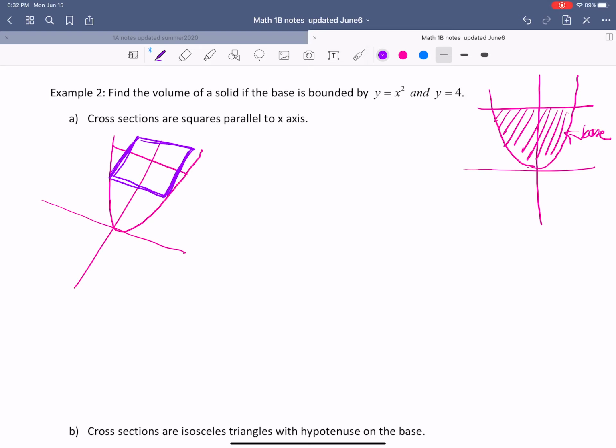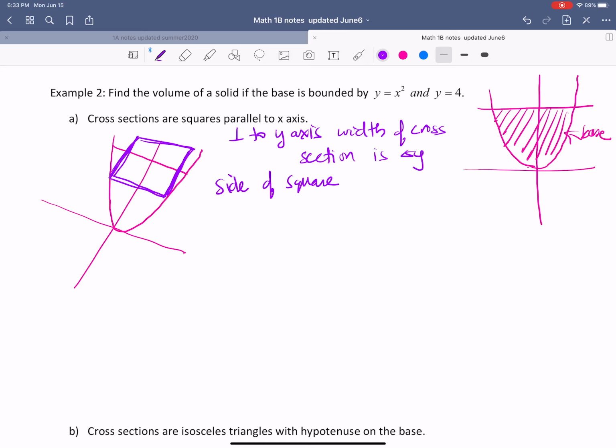Okay, if cross sections are perpendicular to the y-axis, the width of each slice will be delta y. My goal is to find the side of the square, because the only thing that would require some work from you is finding the area of the solid. To find the side of the square, how do we find it here?